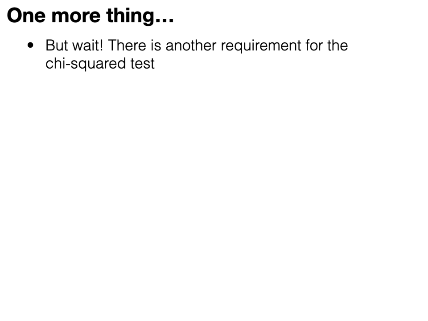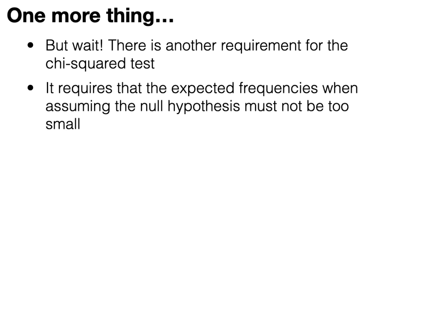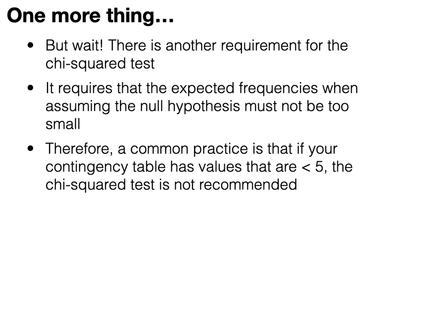Now, one more thing you should know. There's another requirement for the chi-squared test that I didn't tell you at the beginning, just in the interest of clarity. And the other requirement is that the expected frequencies when assuming the null can't be too small. And so a common practice is that if your contingency table has cells with values fewer than 5, then you shouldn't be doing a chi-squared test.